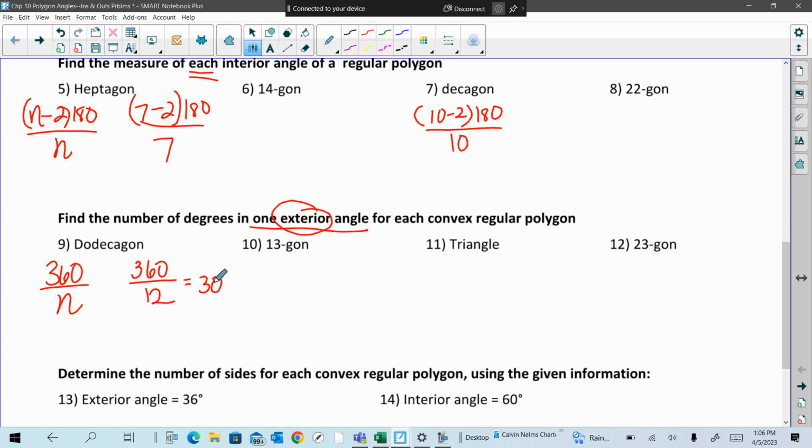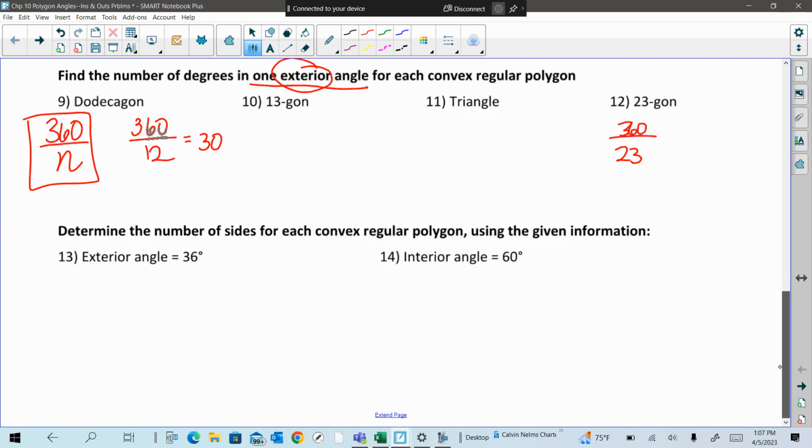If it's a 23-gon, then you're doing 360 divided by 23. You will have decimal answers. Just round to the nearest tenth, one decimal place. 360 over n is the formula we're using here.